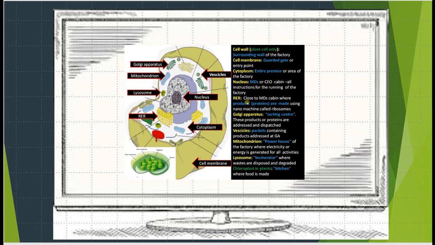RER is the site where products or proteins are made and further modified, whereas Golgi apparatus is the site all these proteins are properly addressed, sorted and dispatched. And dispatching method is by using vesicles or small packets that is properly addressed at Golgi apparatus. Mitochondrion is a site where energy is produced or ATP is synthesized for all activities of the cell. Lysosome is a waste disposal site. It can be called as an incinerator.